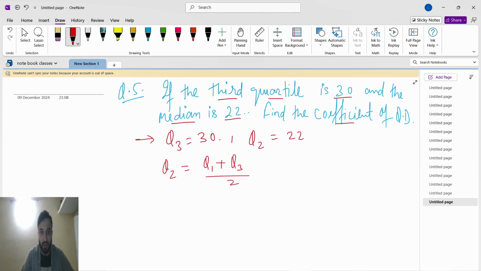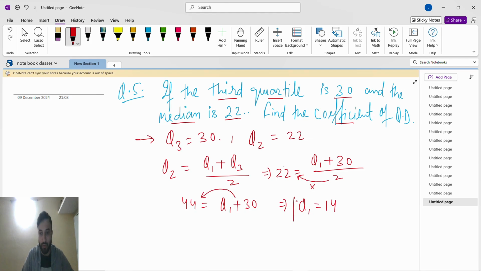Q2 is 22, already given. 22 equals Q1, which we don't know, plus 30, that is Q3, divided by 2. So this 2 will go to the other side and multiply, because we have to find Q1. 22 into 2 is 44. So 44 equals Q1 plus 30. This plus 30 will go to the other side and become minus 30. 44 minus 30 is 14. Q1 is 14.